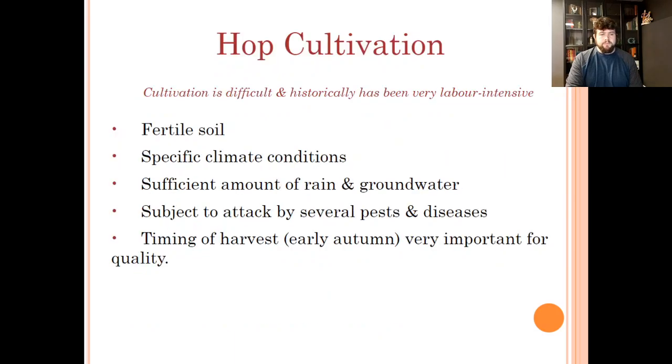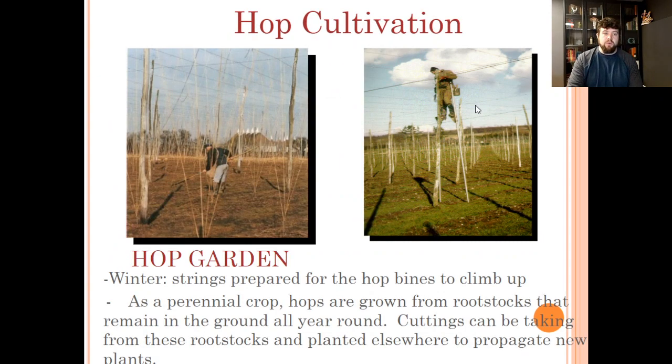So yeah. Now, hop cultivation requires a few different things. Fertile soil is obviously number one. Certain climate conditions are important, but we'll talk more about why that might be a little bit more contested next week. Sufficient amount of rain and groundwater. Hops are a very water-hungry plant. They need lots of water. And they're also subject to attack by a lot of pests and diseases. And they require a very timely harvest, which we'll talk about a lot more next week.